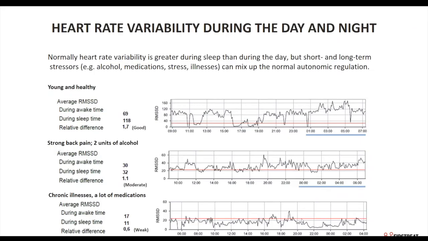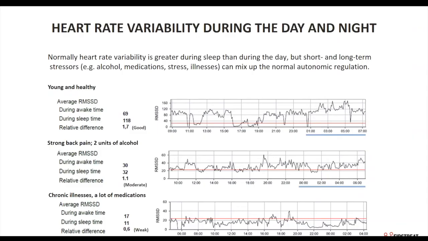The values are actually dropping while the person is sleeping and higher during the daytime. The relative difference is 0.6. Obviously, this is not how we would expect the autonomic regulation to work. Something is mixing up the autonomic balance here. It could be in this case because the person has a lot of different chronic illnesses and a lot of different medications. Both illnesses and medications are known to affect heart rate variability, particularly while we are resting, sort of blocking the parasympathetic activation from kicking in.